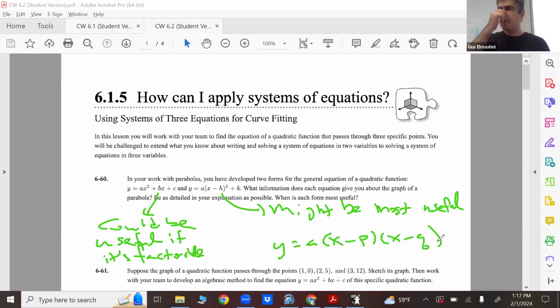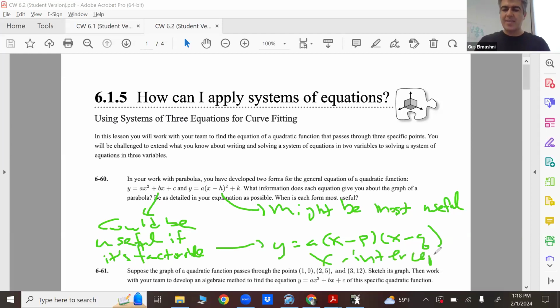What would p and q represent here when it's factored? Think about what if y is 0. If y is 0, then what do p and q represent? You guys know this. We've done this. When y is 0, where are we on the graph? The x-intercepts. Thank you. So this could be useful if it's factorable, because then you can get the x-intercepts.